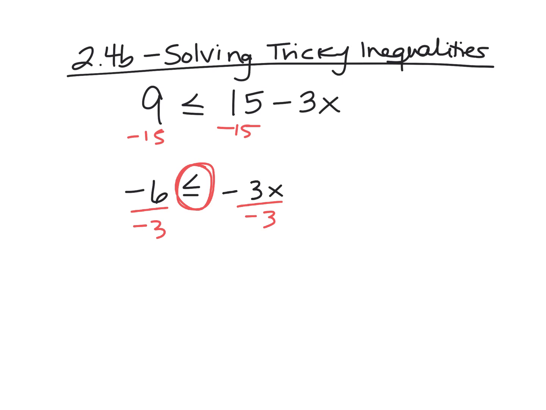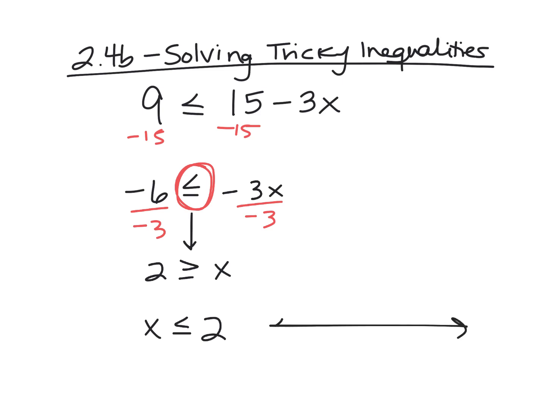All right, so when you do that, negative 6 divided by negative 3 is 2. This now becomes, flips around the other way, x. Now, this is tricky because you're going to flip again. This time you're flipping because x needs to end on the left. So this is x is less than or equal to positive 2. So when you graph that, this is going to be 2, solid, and shading to the left.